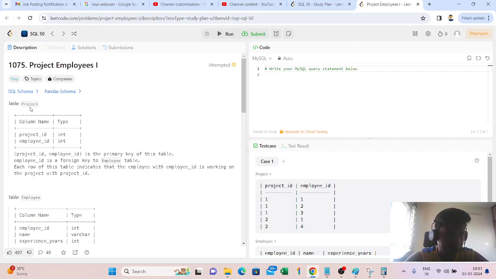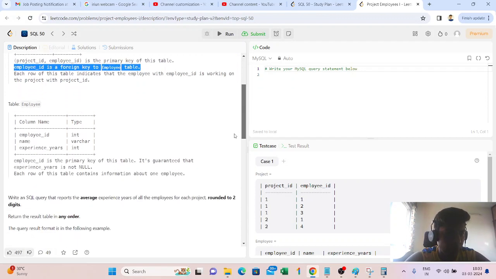So there are two tables. One is Project, where project ID and employee ID form the primary key of this table. Employee ID is a foreign key to the employee table. So basically there would be a join, and the join would be done using employee ID. That hint has been given to us. Each row of this table indicates that the employee with that employee ID is working on the project with that project ID. So basically, suppose project ID 1, and the IDs of the employees that are working on this project are given in this table.